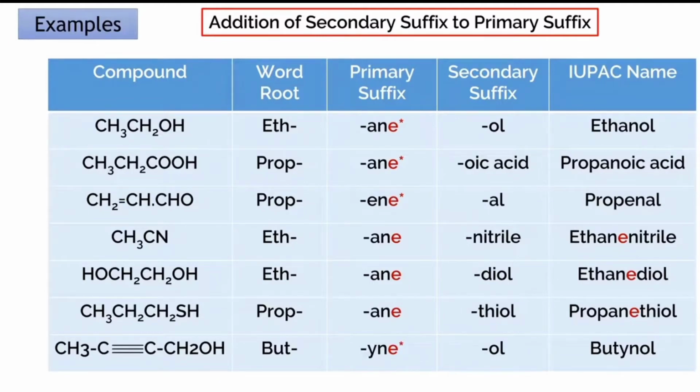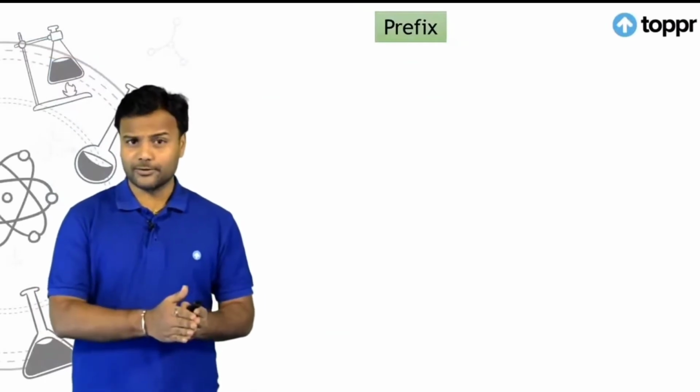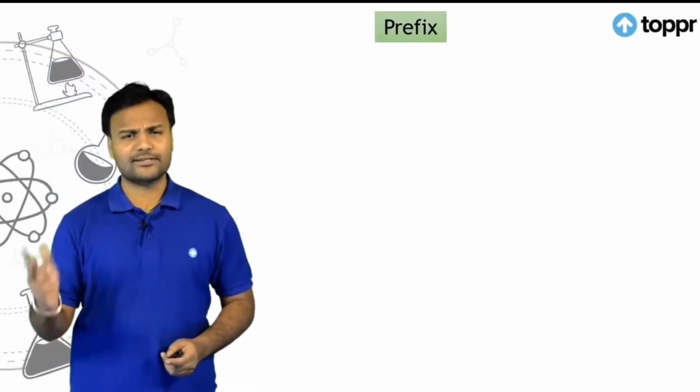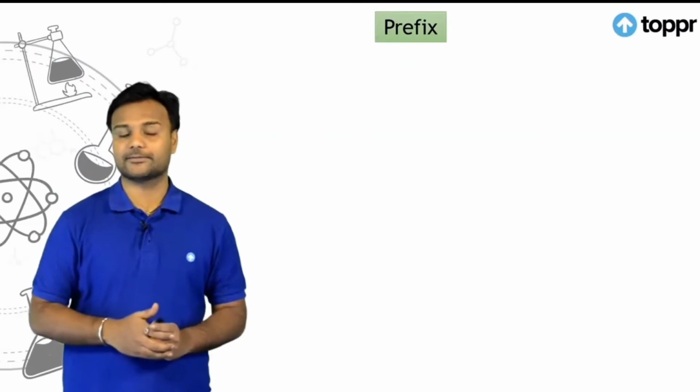Can you make out the difference between a vowel and a consonant? Look at the next example where you can see OH, CH2, CH2OH, that is ethane diol. So here also E is retained because in diol, D is a consonant, it's not a vowel, so E is retained there, right? So that's where you have to understand how to write down the name with respect to vowel and consonant. So we have seen what is word root, what is a primary suffix, and what is a secondary suffix. Now coming to prefixes.